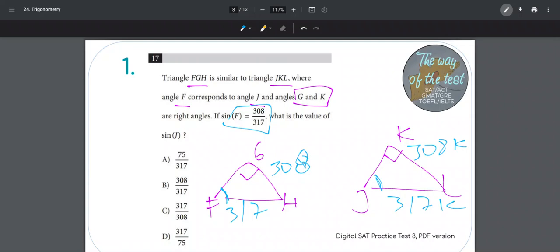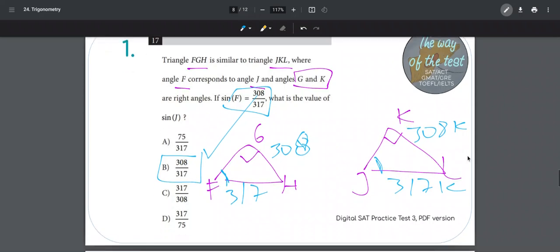which means when I find the sine, they're going to be the same because they are the same angle. Because angle F is the exact same as angle J, therefore sine of F is exactly the same as sine of angle J. So the answer is going to be the same: 308 divided by 317, letter B. Pause the video, copy this. We are going to move on.